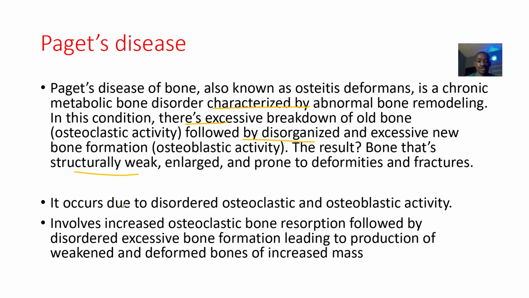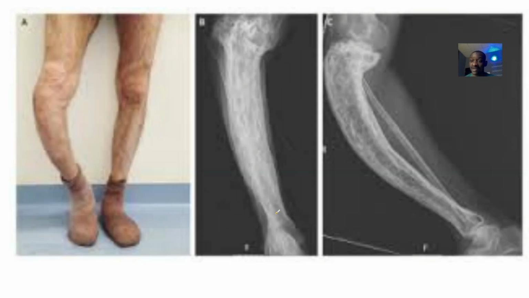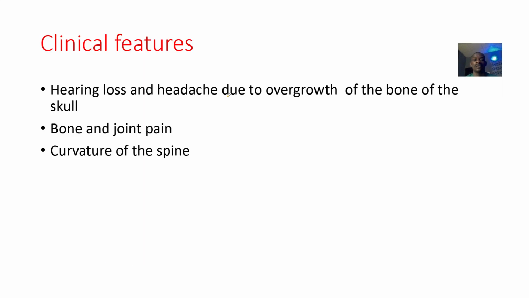All right. So it occurs due to disordered osteoclastic and osteoblastic activity. Alright, so osteoclastic activity is usually more than the osteoblastic activity. So it involves increased osteoclastic bone resorption, followed by what? Disordered excessive bone formation, leading to production of weakened and deformed bones of increased mass. Alright, so what are the clinical features?